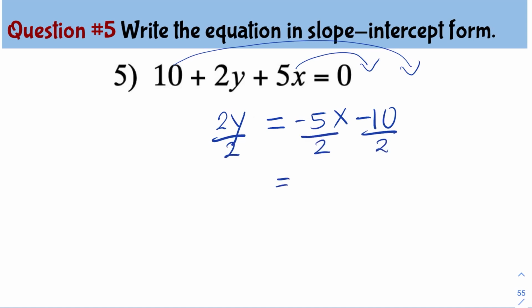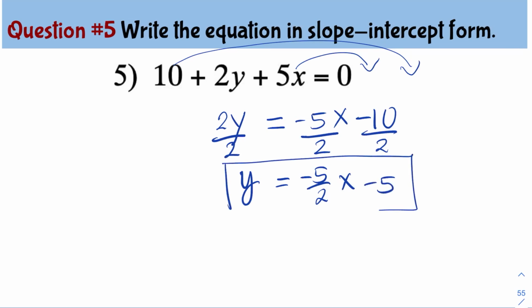So 2y divided by 2 is 1y. Negative 5 over 2, leave it as an improper fraction. And negative 10 over 2 is negative 5. So this is the slope-intercept form. And the slope here is negative 5 over 2. And the y-intercept b is negative 5.